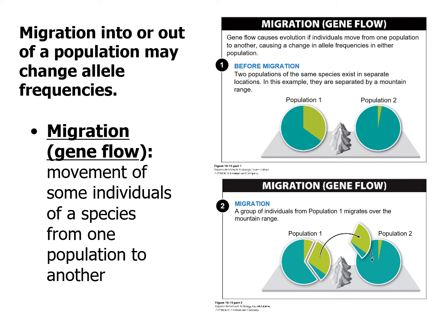And if some of those species from population 1 move over to population 2, they are then taking their alleles with them. So if they migrate across that mountain range, the individuals in population 2 will be increasing their alleles, while the population 1 will be decreasing their number of alleles.